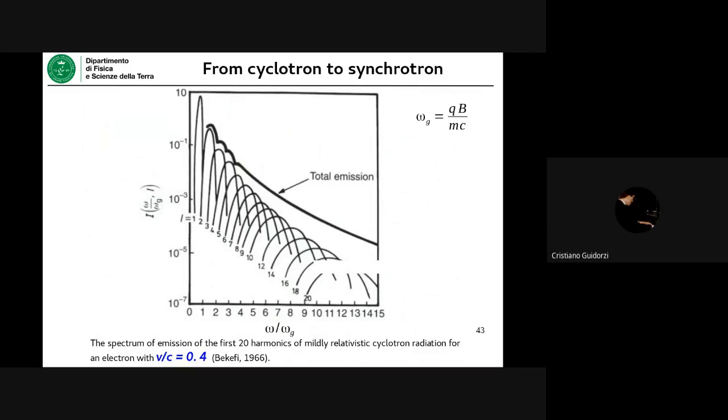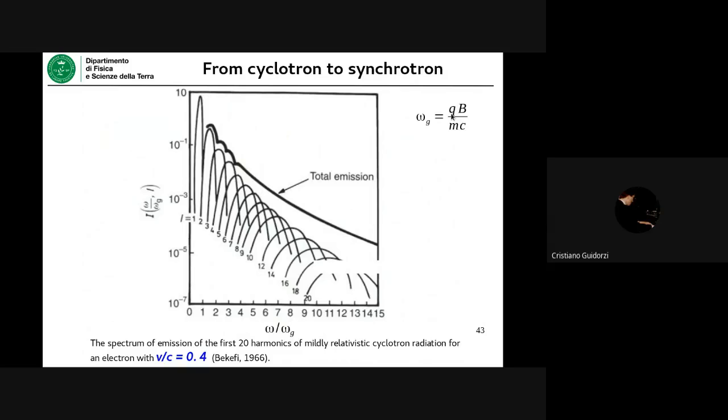But the effect is this one. In here I called it the gyration frequency, well, I should have called it the Larmor frequency. Gamma qB over mc is just the Larmor frequency, or the cyclotron frequency, okay? Well, this shows you the transition between the two cases.